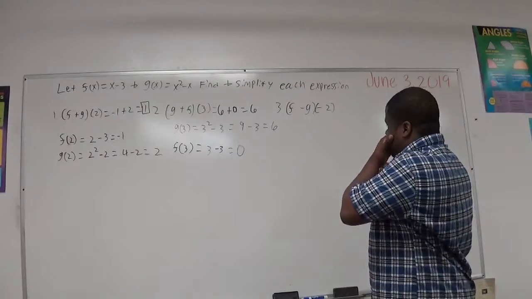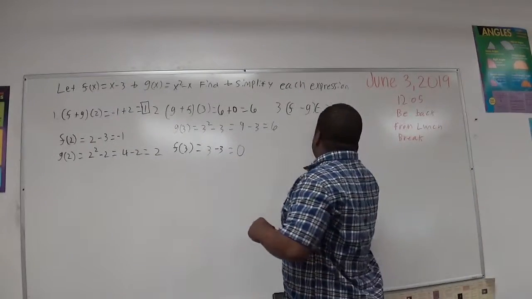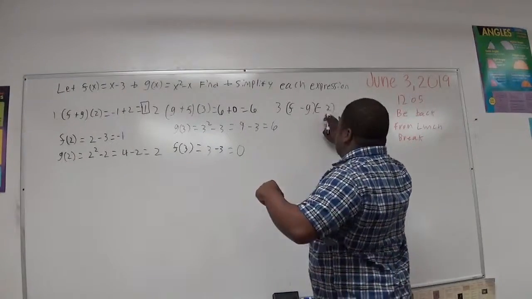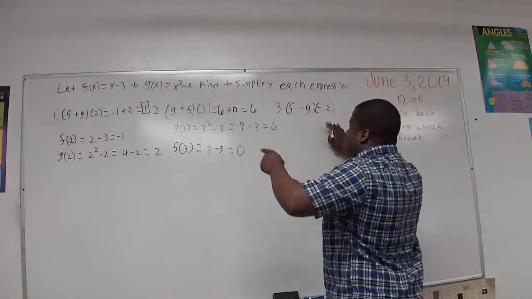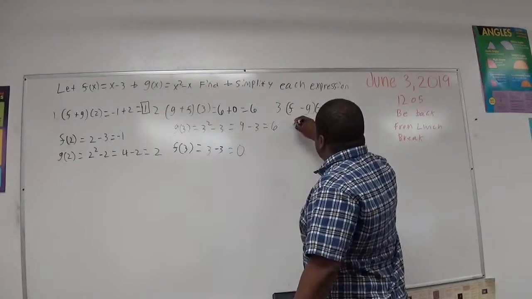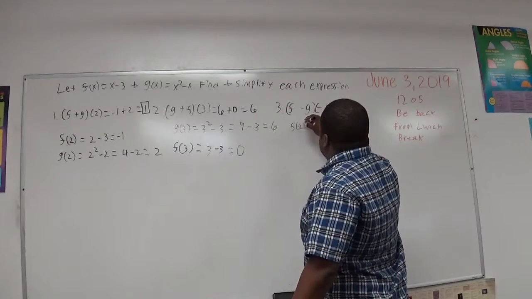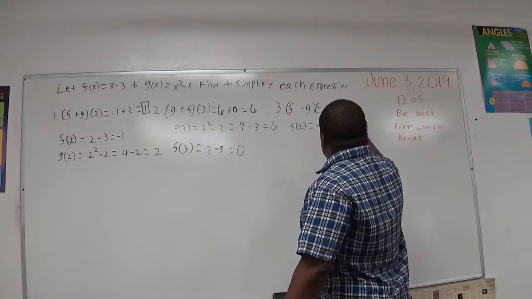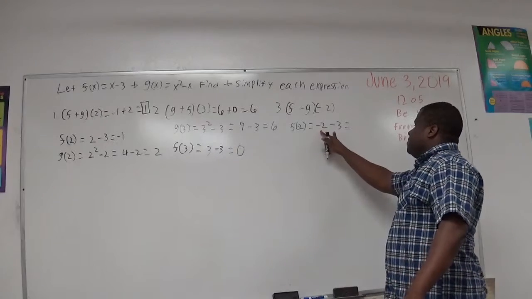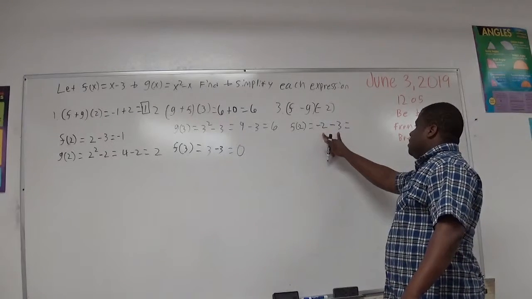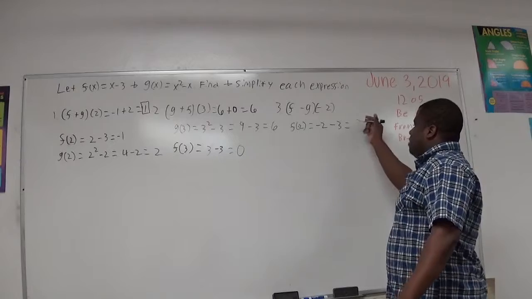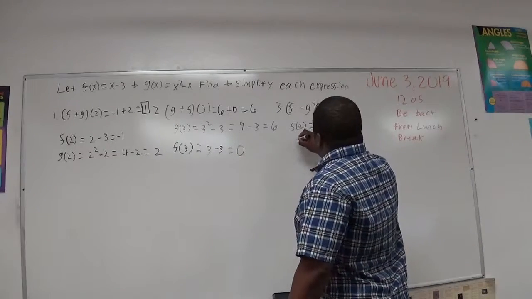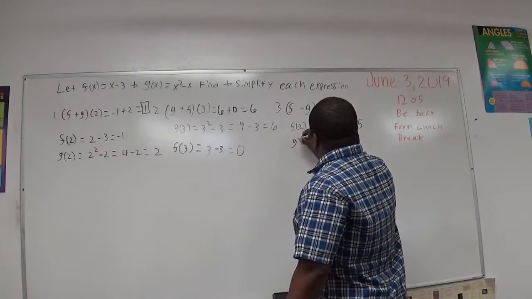For my last one here, again, I'm just going to plug in. So now you should be seeing that every time I have a number here, I'm going to be plugging in for x. So here I'm going to start with f. So I'm going to have f of negative 2, is negative 2 minus 3, which remember, negative minus a positive, you're going to add and keep the sign. So you're going to have negative 5.